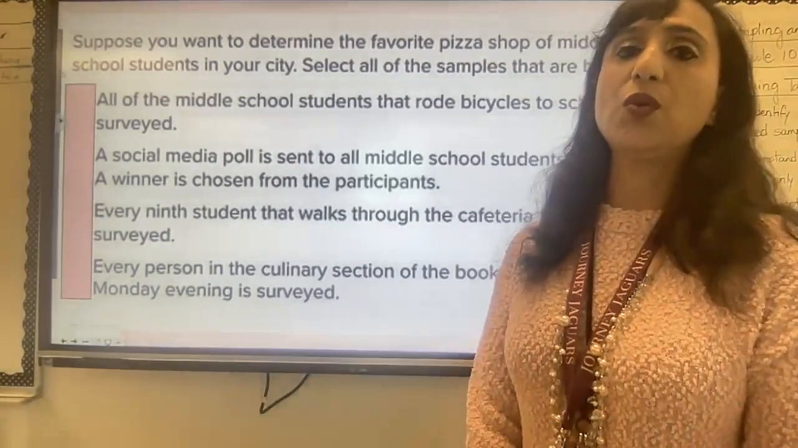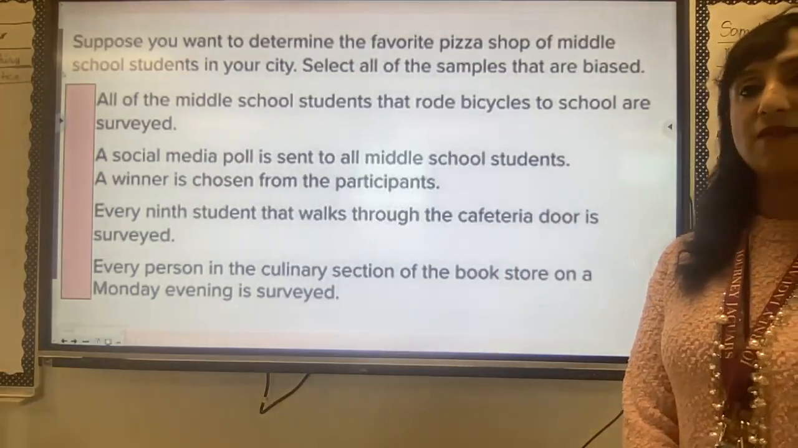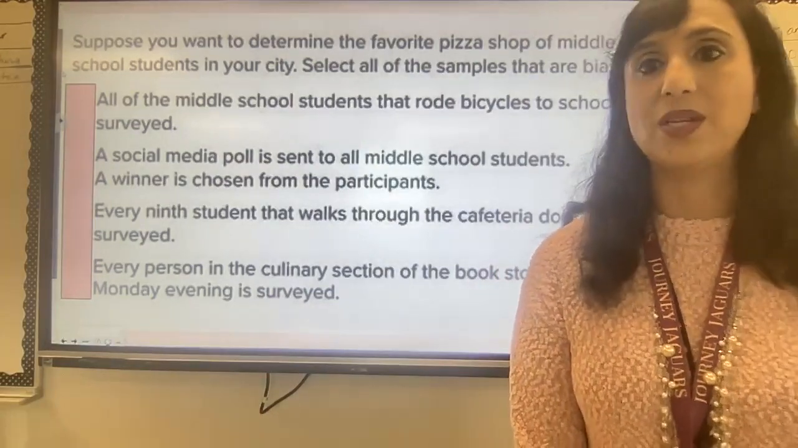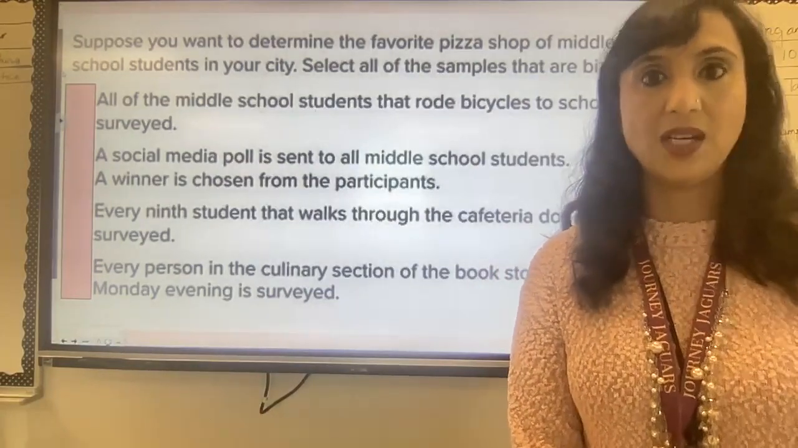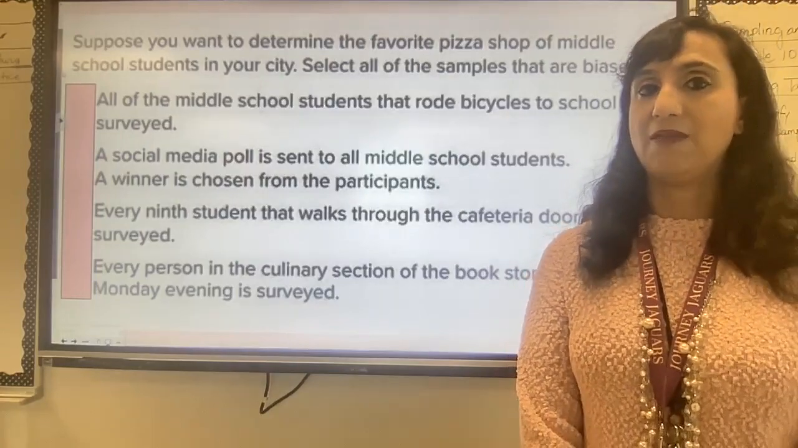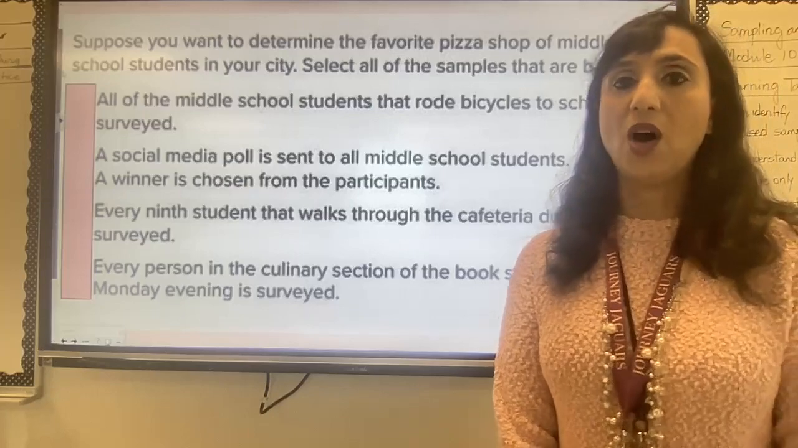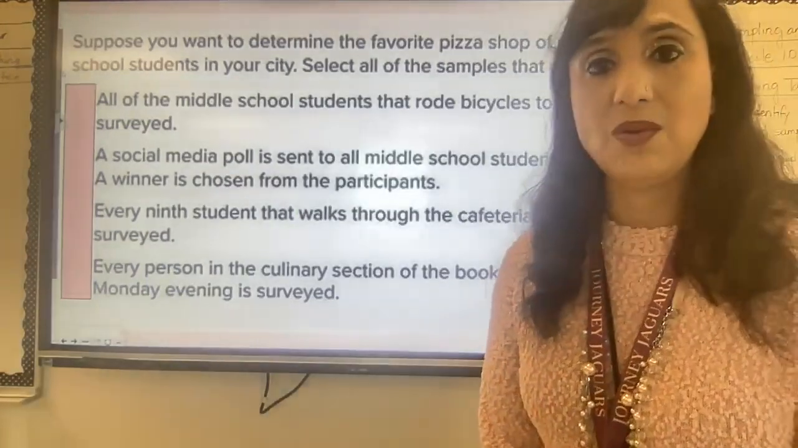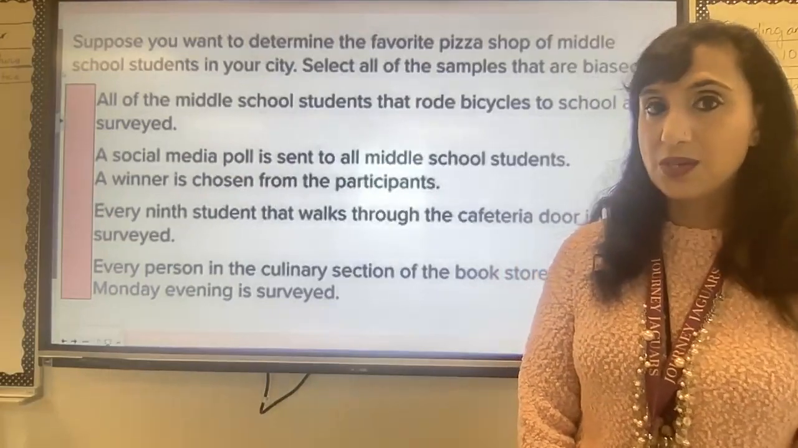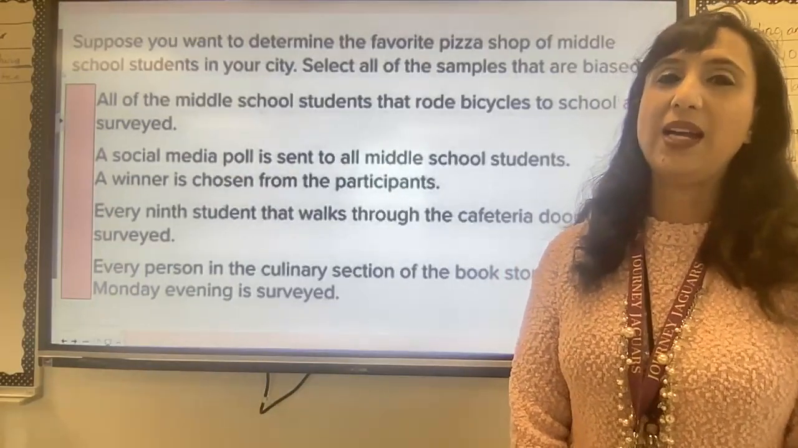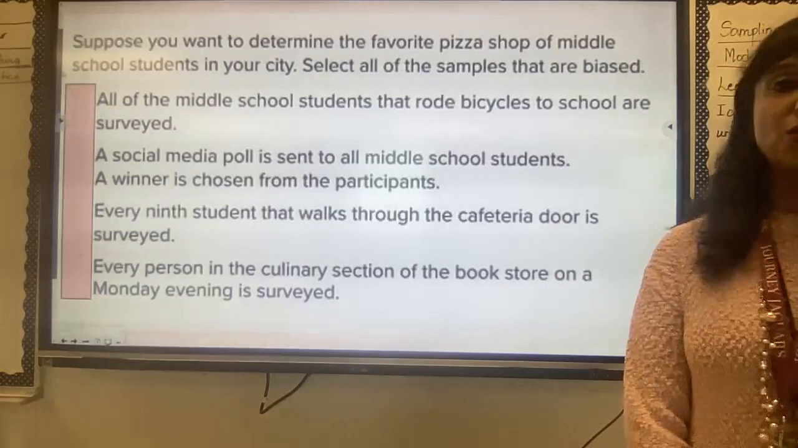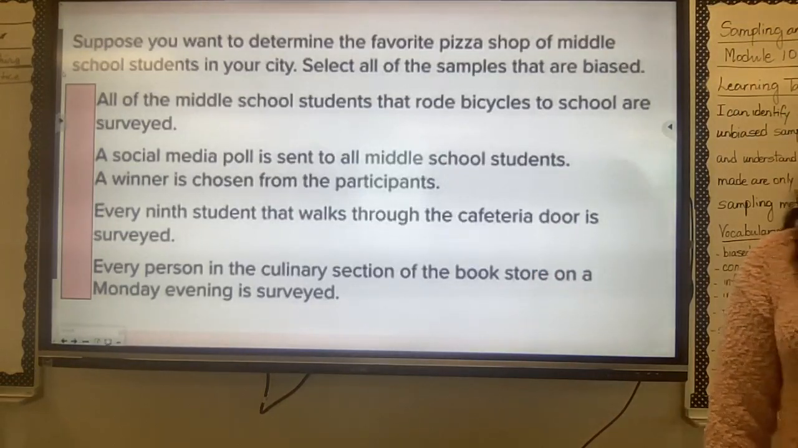All of the middle school students that rode bicycles to school are surveyed. Now, that is a bias. Only those who ride bicycles to school is not representative of the entire population. So this one is a biased survey. A social media poll is sent to all middle school students. Since you are sending it only to the middle school students in your city, that is a biased sample, because then the winner is chosen from the participants out of those middle school students.